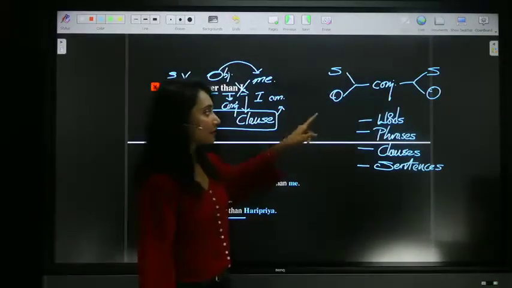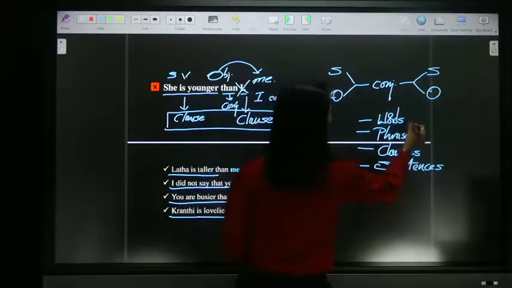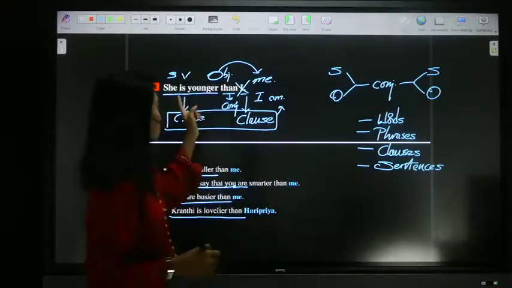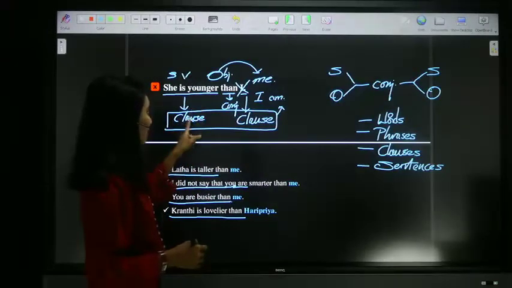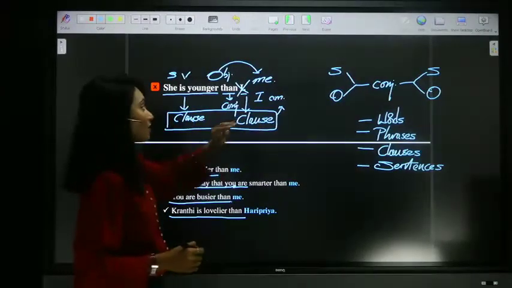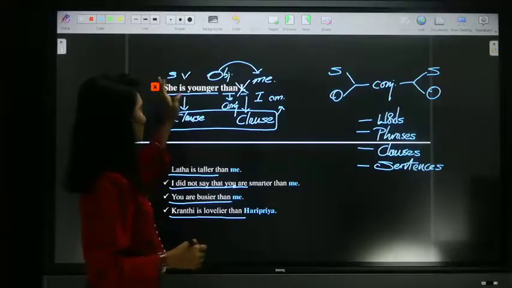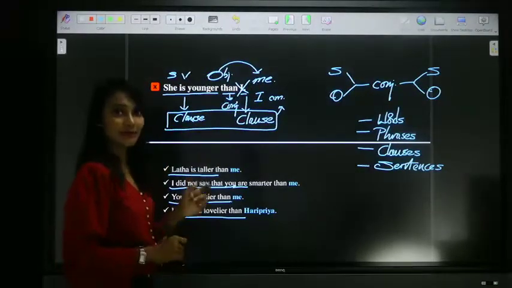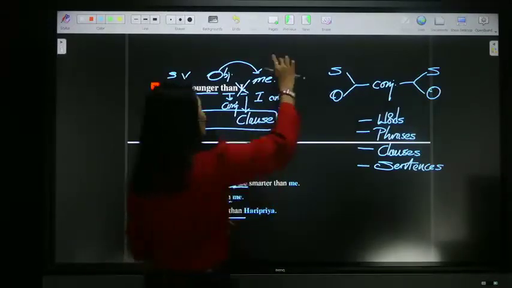So here conjunction connects any two words, two phrases, or two clauses, or two sentences. So here you can consider this as clause and hence you require another clause. Or you can consider it as subject, verb and object position and then take object case, that is me. Now let's see the next.